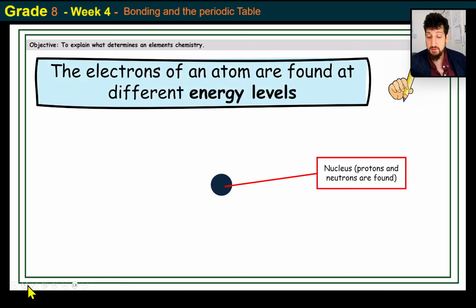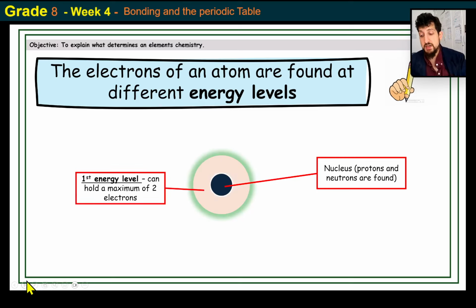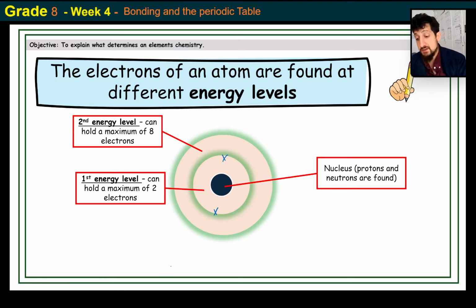The electrons of the atom are found in different energy levels. Energy levels are also known as shells, orbits, rings, so it's all the same. The first one has 2. The next one has 8. 1, 2, 3, 4, 5, 6, 7, 8. That's the maximum. It doesn't necessarily have 8, like lithium doesn't have 8. Lithium has 2 and 1. But the maximum it could have in the second shell is 8. So it's 2, 8, 8. That's the way it goes.